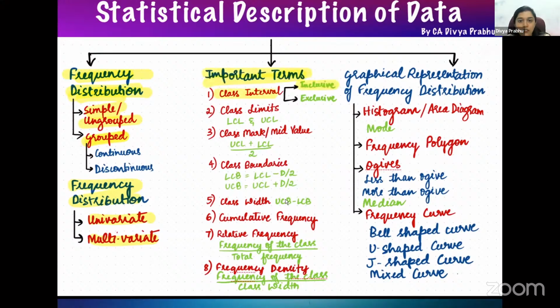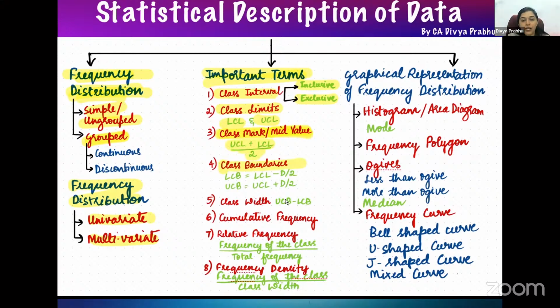It can be inclusive class intervals. They can be exclusive class intervals. Class limits are what? Lower class limit, upper class limit. Now, this midpoint which we calculate during the arithmetic mean calculation, that mid value is also known as class mark. So, in the question, if they ask you what is class mark, it is (UCL plus LCL) by 2. That is nothing but the midpoint itself. Okay, this is important.